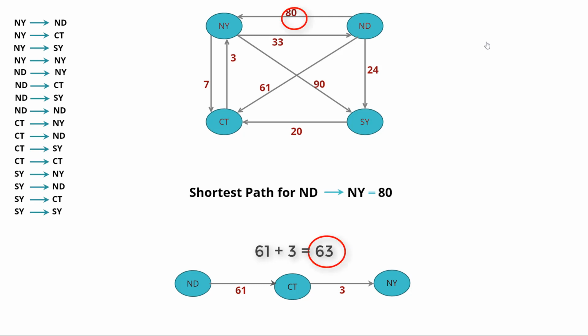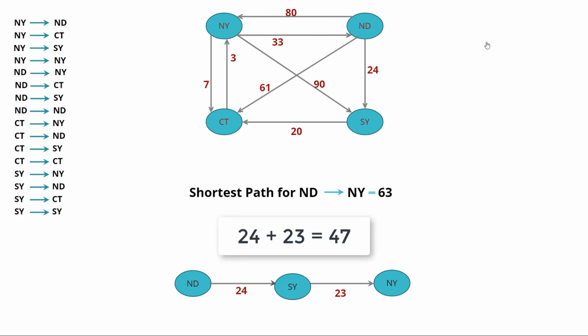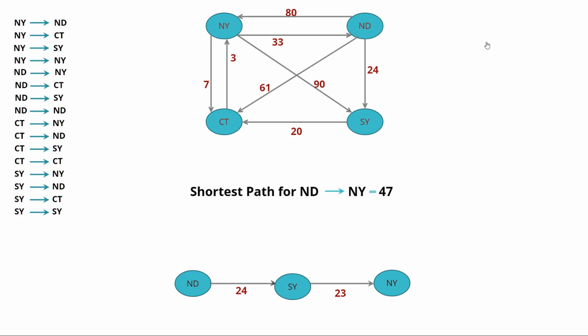If the weightage is lesser, then this path will be saved as the shortest path from ND to NY. Next, the Floyd Warshall algorithm will substitute SY as the intermediate vertex. Now the path will go through SY to reach NY from ND. Once again, the weightage is calculated by summing the weightage of ND to SY and SY to NY. If it is lesser than the weightage of the shortest path we already have, then this path will be considered as the shortest path to traverse from ND to NY.